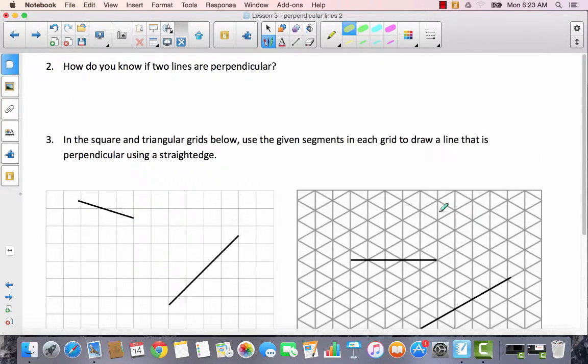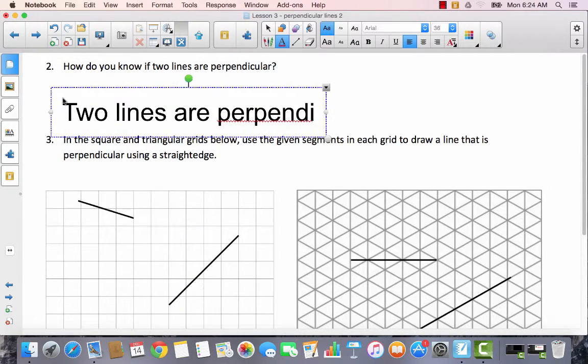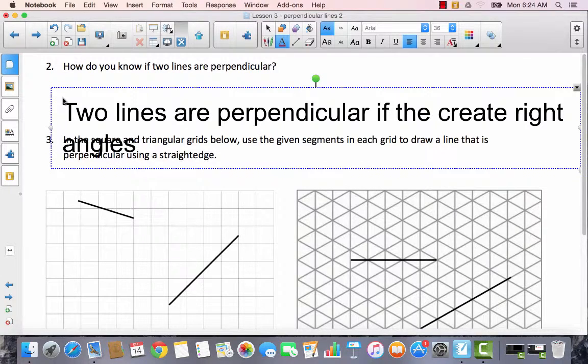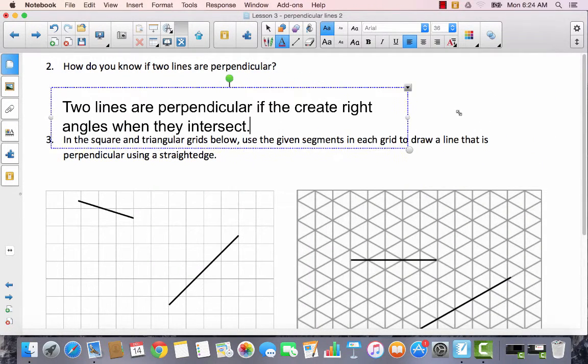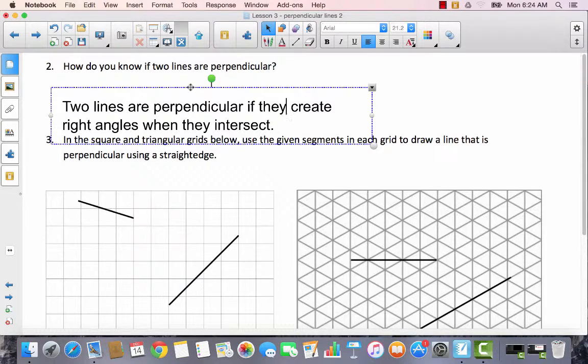Okay? All right, so let's take a look at the bottom. How do you know if two lines are perpendicular? What do you think? You should have said that two lines are perpendicular if they create right angles when they intersect. And you could have used the word cross, but intersect means the same thing as where they cross, okay? All right, try to make that a little bit smaller. All right, two lines are perpendicular if they create right angles when they intersect.